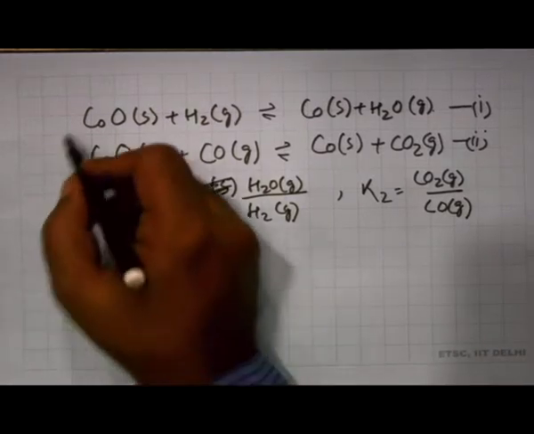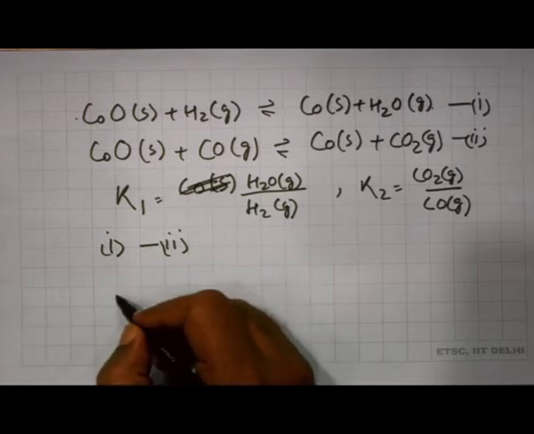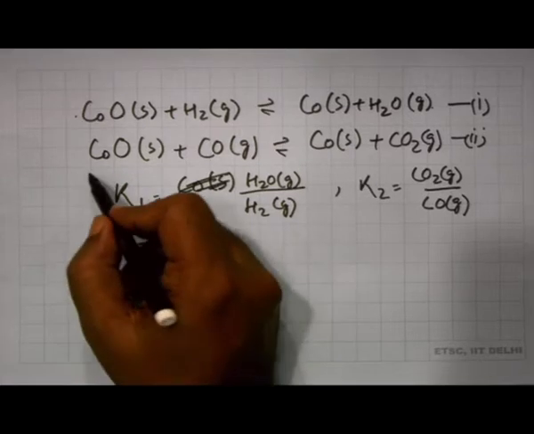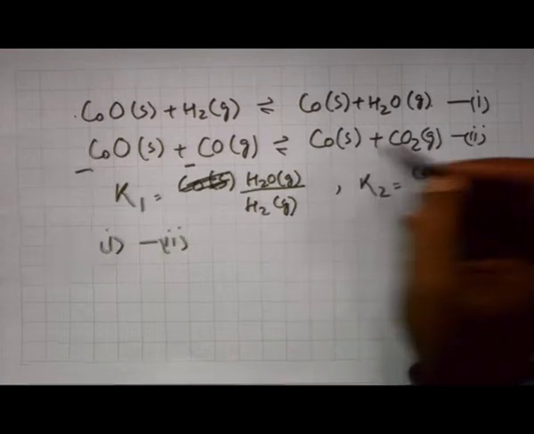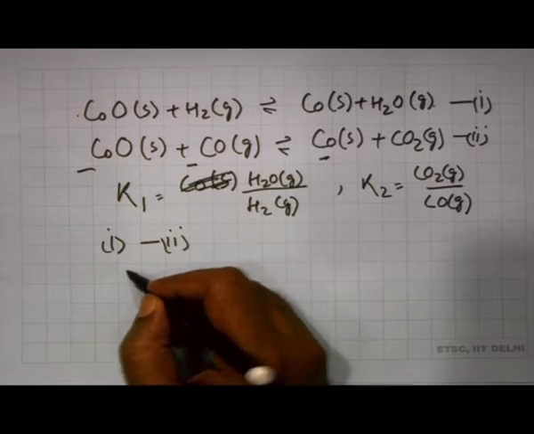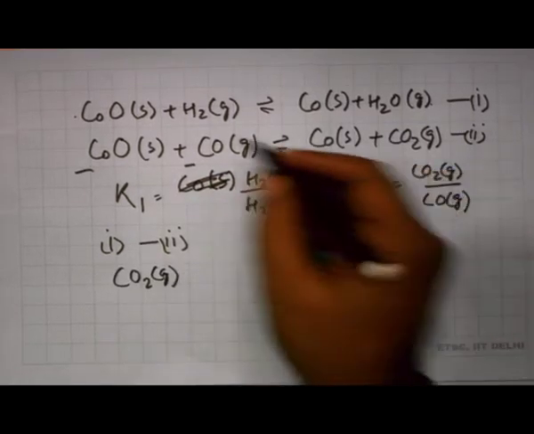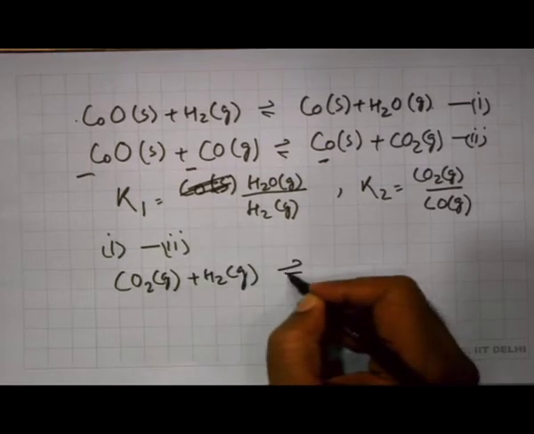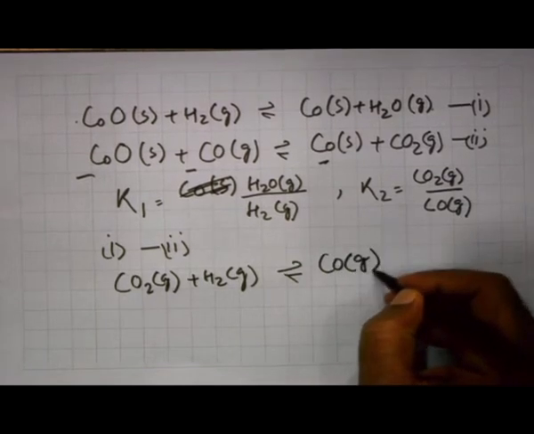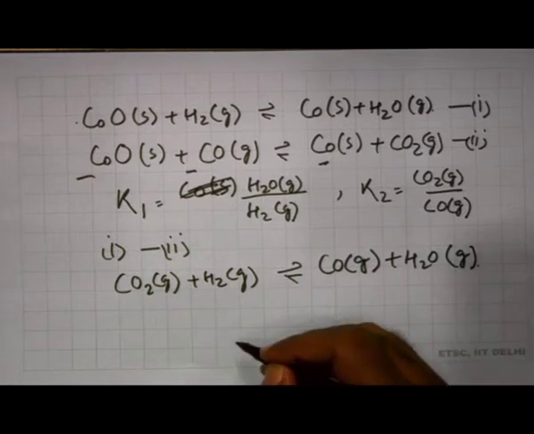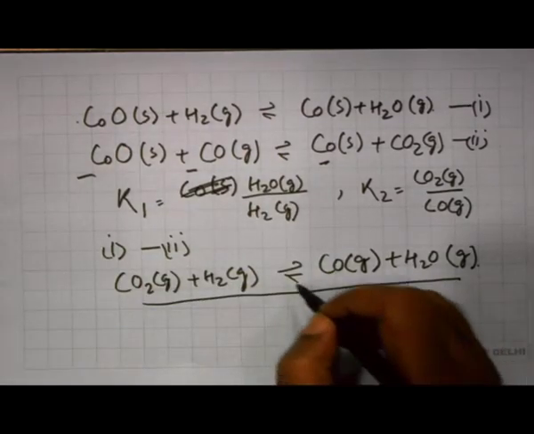Now, if we take reaction 1 minus 2, what we are going to get is your CO. So, you take minus this minus, and this is your CO. So, this will be minus, and you are going to get CO2 gas on this side plus H2 gas, giving you minus CO. So, CO will come this side: CO gas plus H2O gas. So, if you subtract reactions 1 and 2, this is the reaction which you will get, for which we want to calculate the value of K.